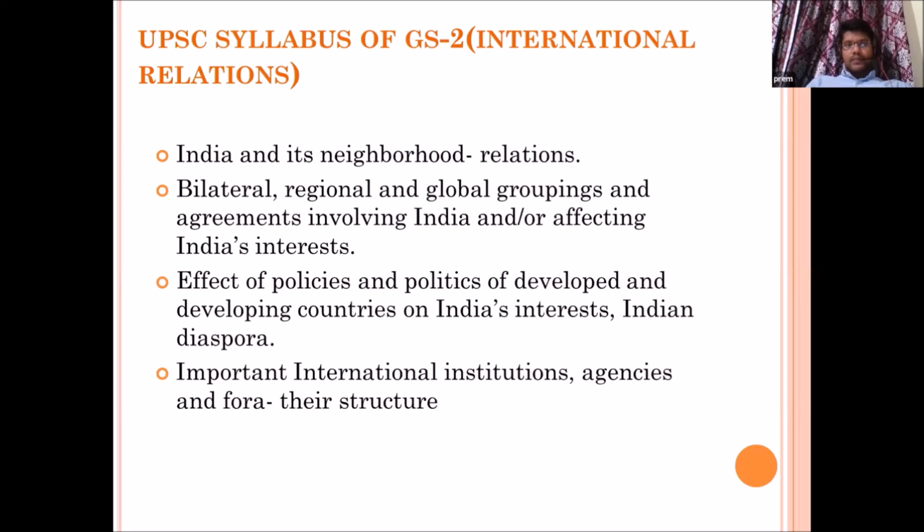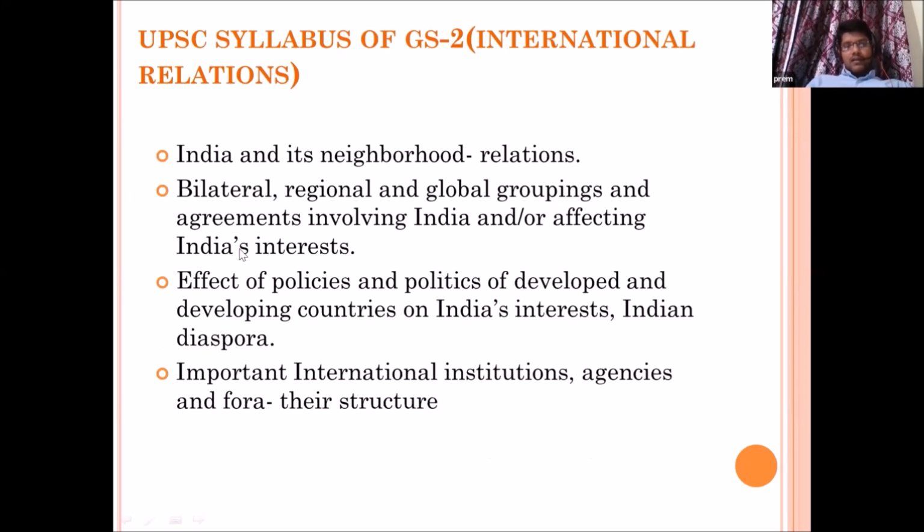Syllabus of UPSC for GS2, and then how we are structuring it, and then we'll go directly into the first subtopic of that, relations. So if you see this UPSC notification, there is clearly UPSC in the GS2 part. These are the subparts in international relations.